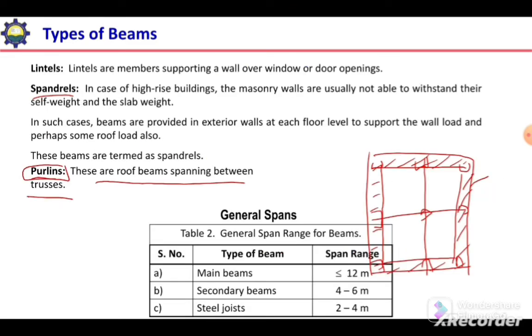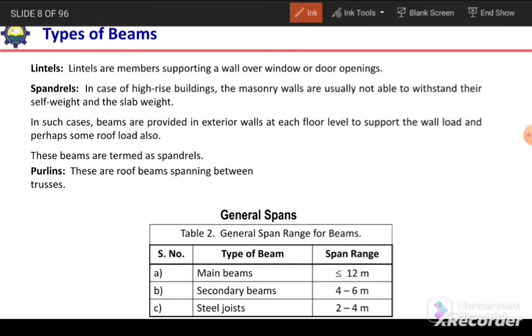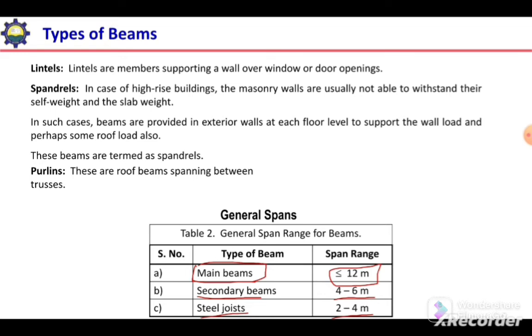So if we talk about the spans of primary, secondary and tertiary or joist beams, the main beams are primary beams. In case of hot rolled section, their span should be less than 12 meters, the span of secondary beams lies between 4 and 6 meters, and the span of steel joist lies between 2 to 4 meters. So if the span of a primary beam is more than 12 meters, we need to go for the built-up section, or we need to go for the truss.